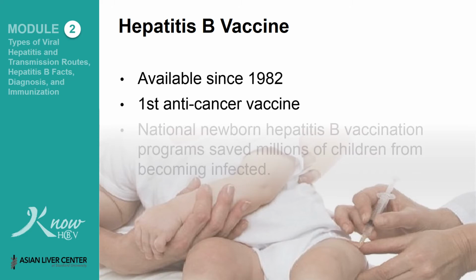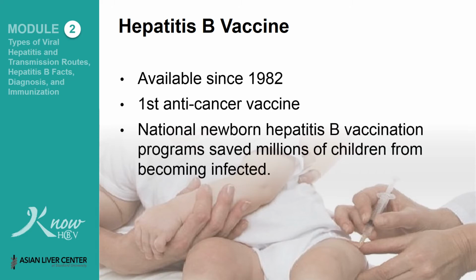A highly effective and safe hepatitis B vaccine has been available since 1982 and is the best way to protect everyone from becoming infected with hepatitis B. The hepatitis B vaccine is also known as the first anti-cancer vaccine because hepatitis B is among the most common causes of liver cancer worldwide.